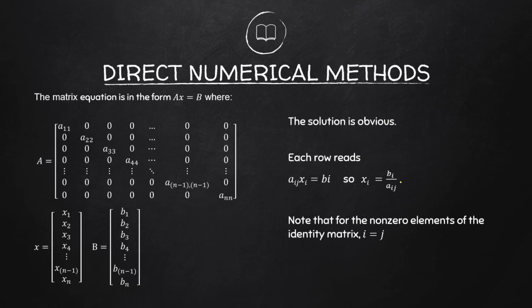Note that for the non-zero elements of the identity matrix, i is equal to j. So since this is an example of a diagonal matrix, we can also already see the solution obviously.